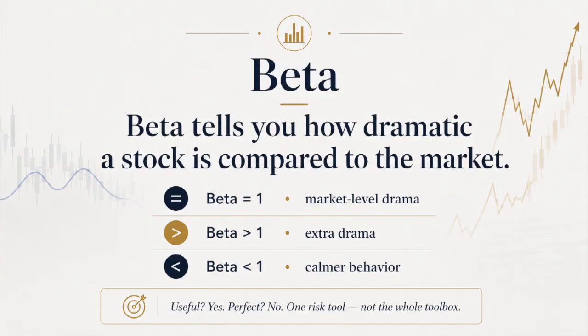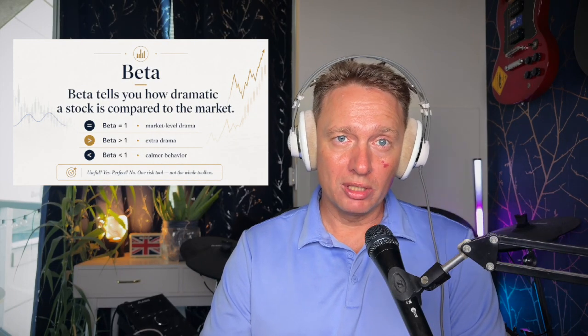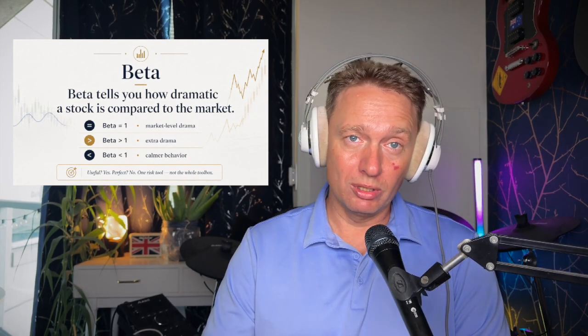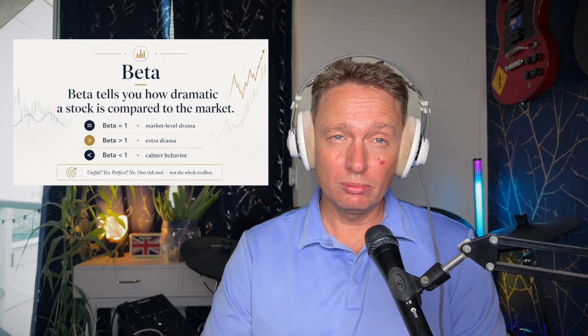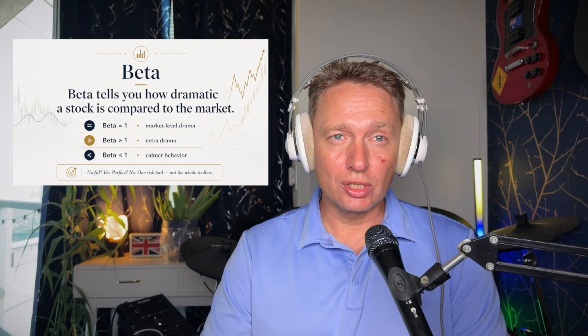So here is the clean definition. Beta tells you how dramatic a stock is compared to the market. Beta of 1, market level drama. Beta above 1, some extra drama. Beta below 1, some calmer behavior. Useful? Yes. Perfect? Absolutely not. It is just one tool, not the whole toolbox.